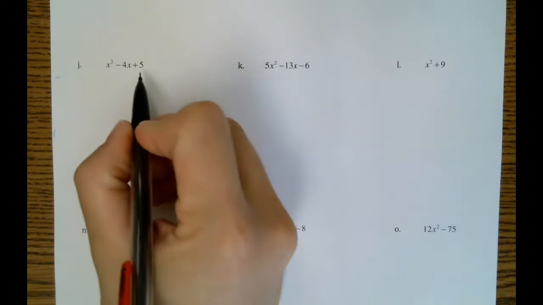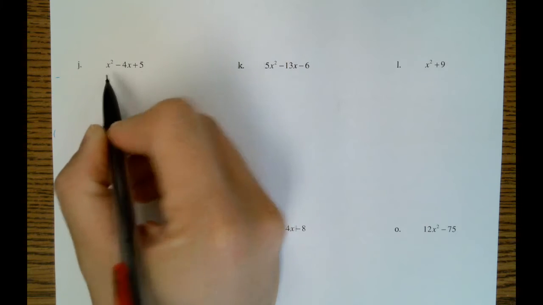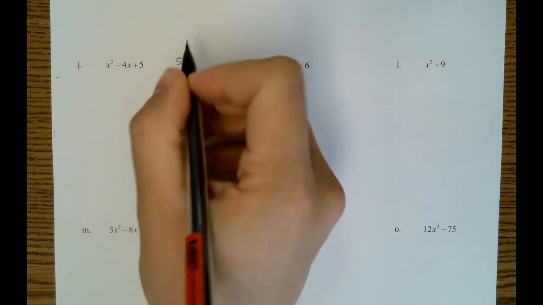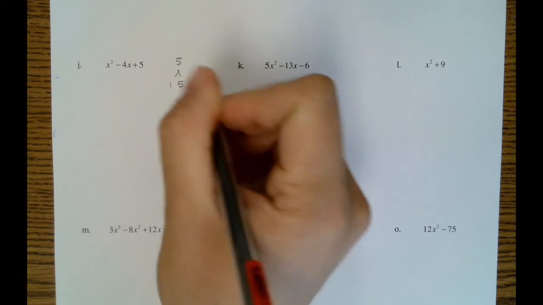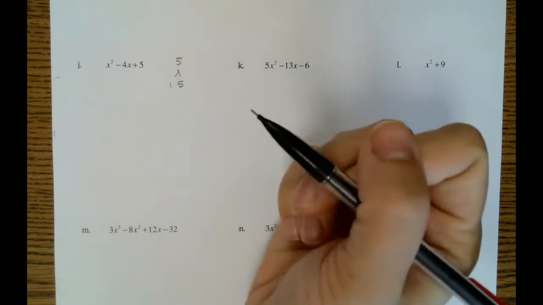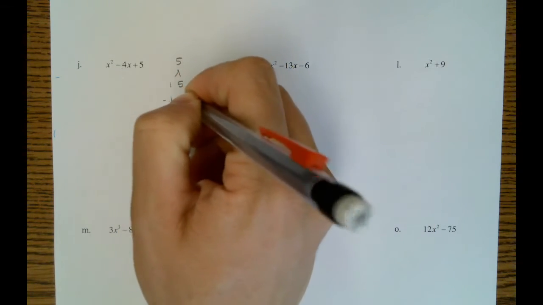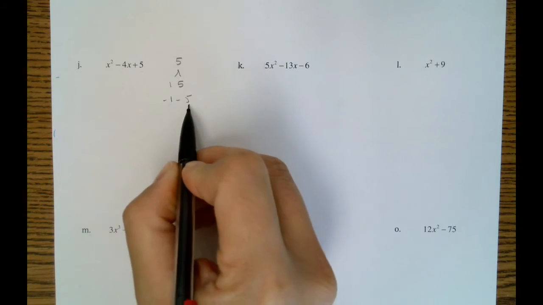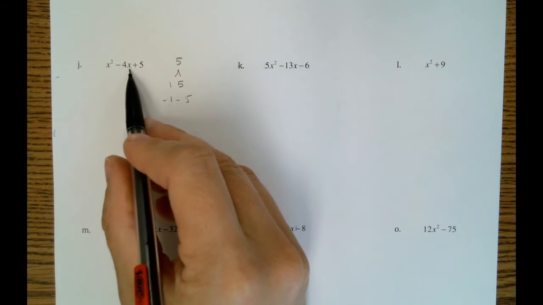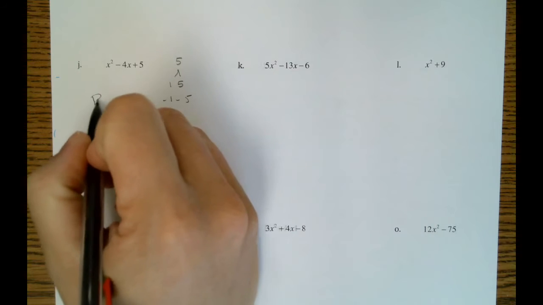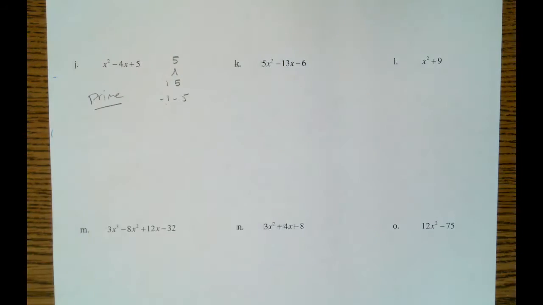Okay, letter J, we want to multiply to 5. 5 times 1 is 5. So we could do 1 and 5. But we do want to add to a negative 4, so we can do 1 times 5 or negative 1 times negative 5. However, that would add to a negative 6. So there's actually nothing we can do here, and this one will be prime.